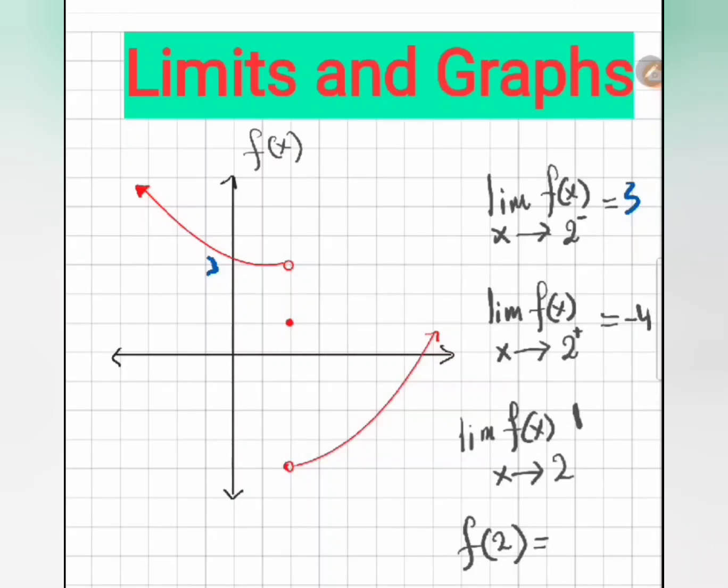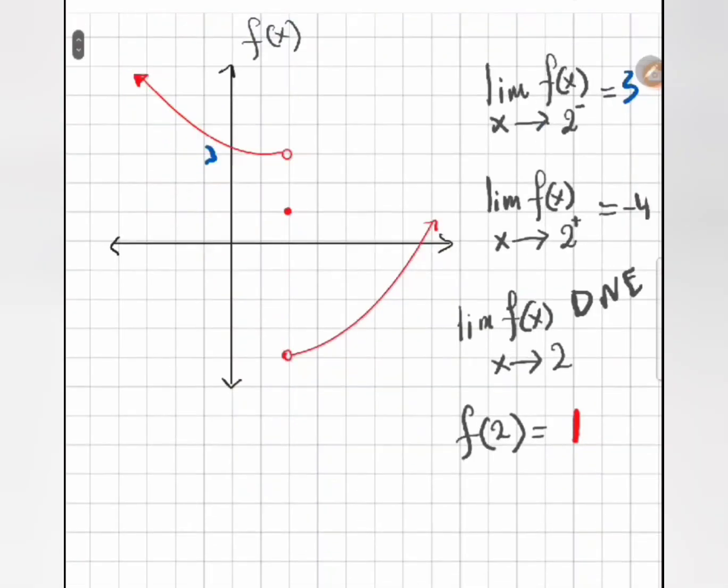Now, what about the value of f of 2? When x is exactly 2, what is the y value? So we have to look at the closed circle. The y value is 1, so f of 2 is equal to 1. Now let's try another example.